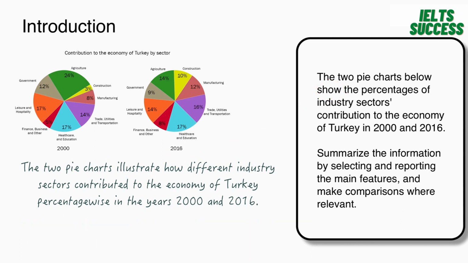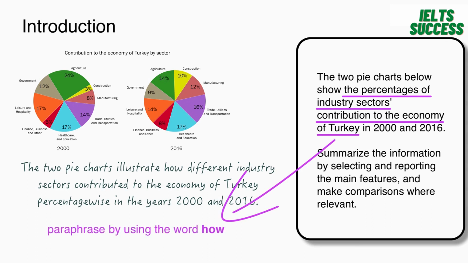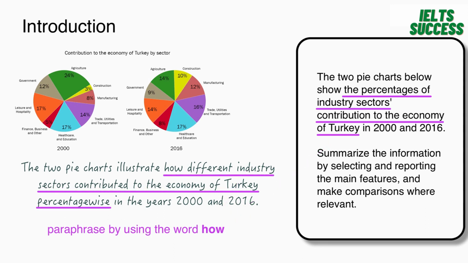Then comes a long phrase, the percentages of industry sector's contribution to the economy of Turkey. I decided to paraphrase it by using the word how. And that's what I've got. How different industry sectors contributed to the economy of Turkey percentage-wise. The word percentage-wise means in terms of percentages.